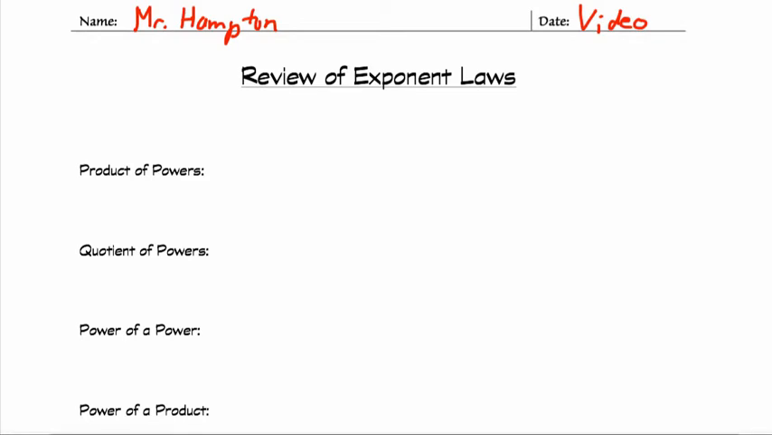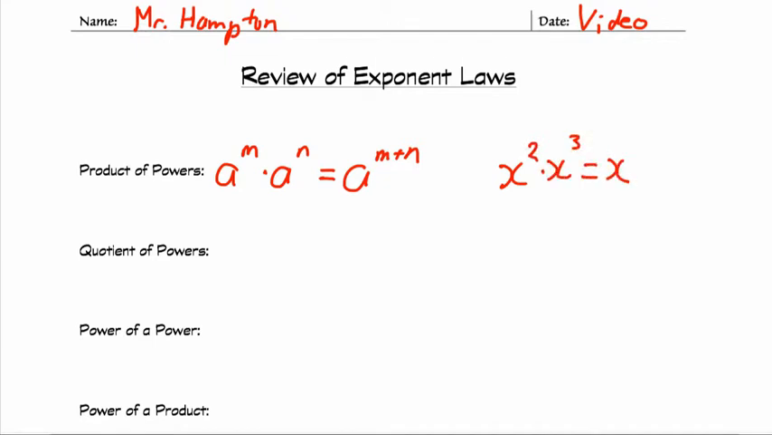This is a quick review of the exponent laws we should already be comfortable with by now. So our first law, the product of powers, states that when you have a to the power of m times a to the power of n, where a is any variable and m and n are any integer, this is equal to a to the power of m plus n. So for example, if you had x squared times x cubed, you would get x to the power of 2 plus 3, which is 5.